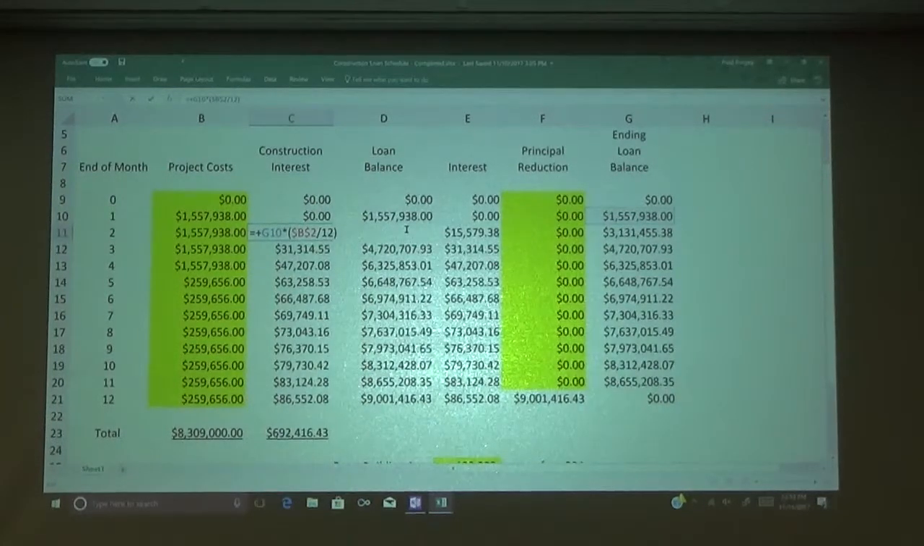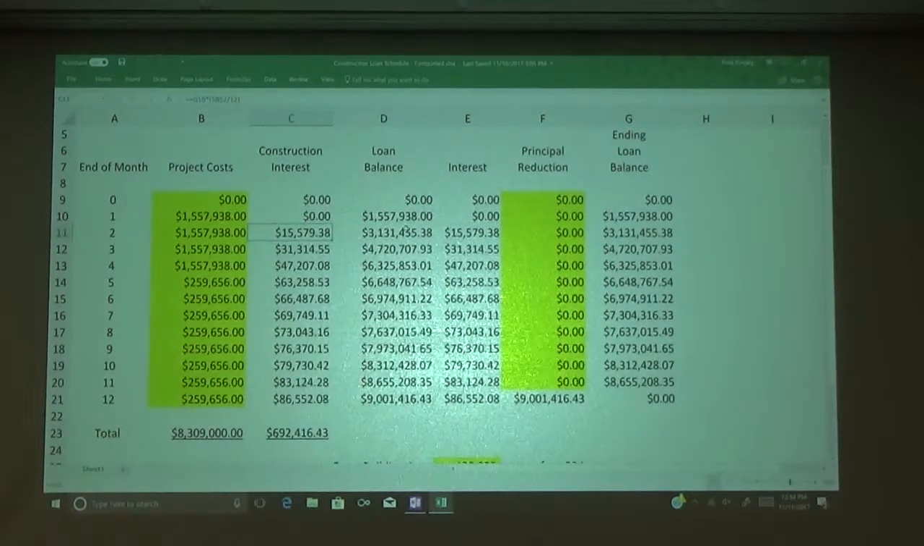So in this case, all you're doing in that particular cell is taking that $1,557,938 and multiplying it by the interest rate divided by 12, and if you do the math, you should match up with the number that was there, 15,579.38. Does that make sense?